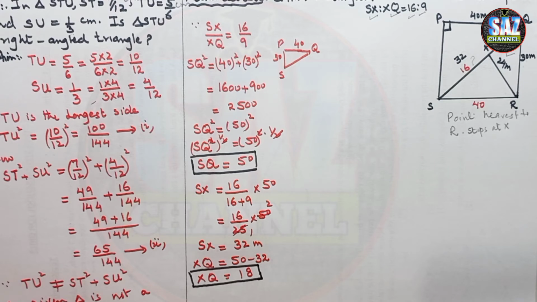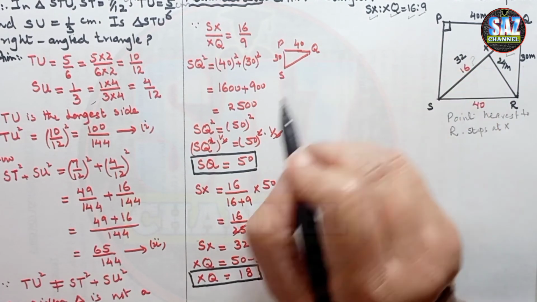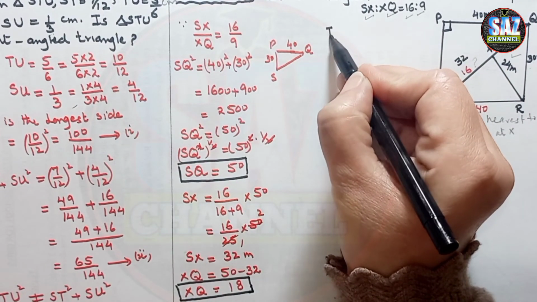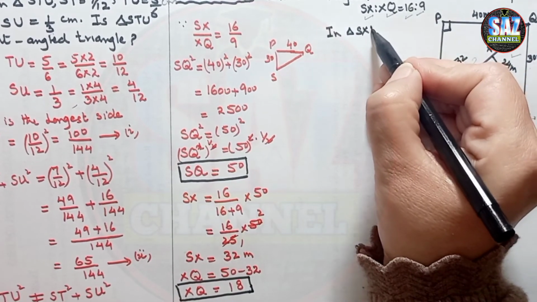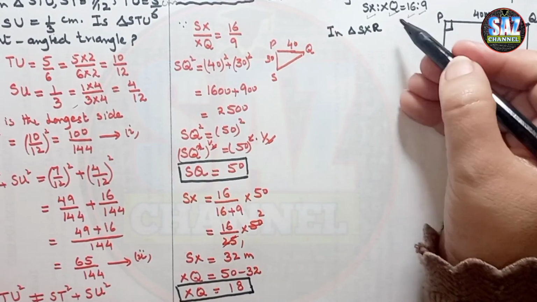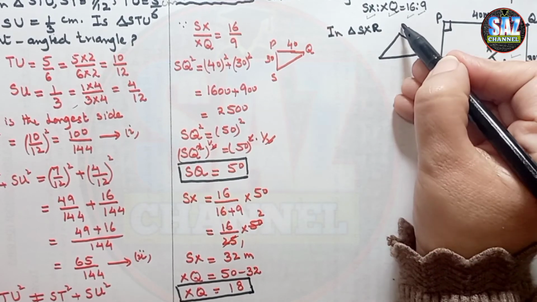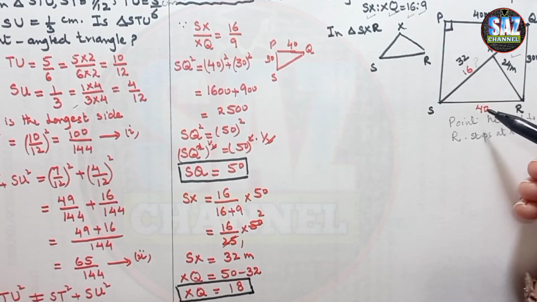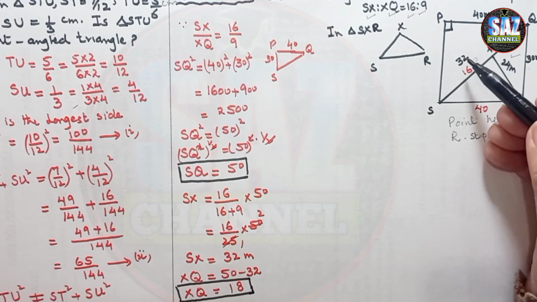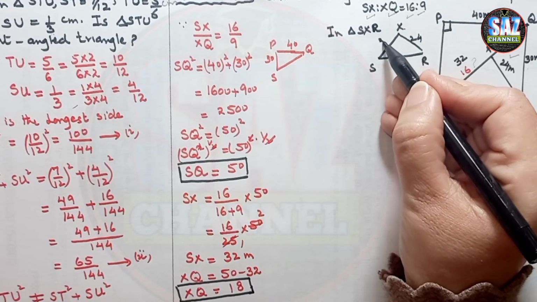Okay, now after getting the length of the sides, now is the problem to check whether the triangle SXR is a right angle triangle or not. In triangle SXR, now what I have to do, I have to make a sketch over here. Let me make a small triangle. This is X, this is S, and this is R, and we can see that the given lengths are 40, 24 and 32. This is 40, this is 24, and this is 32.